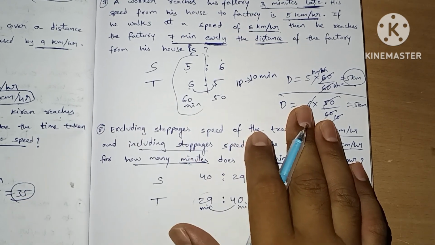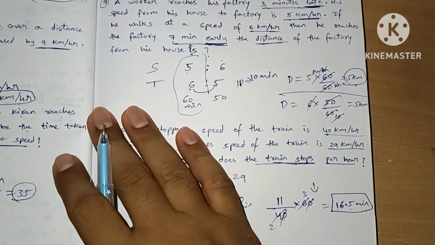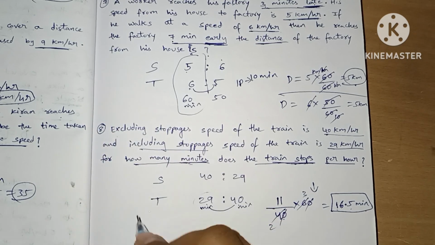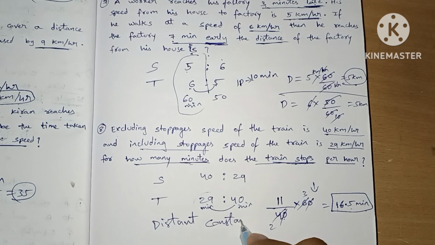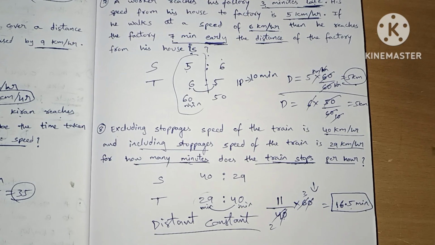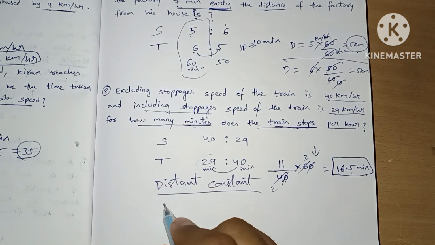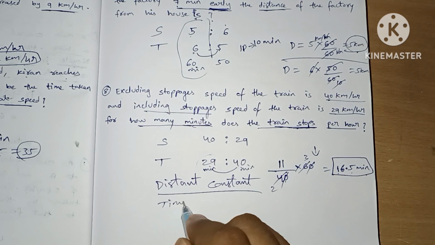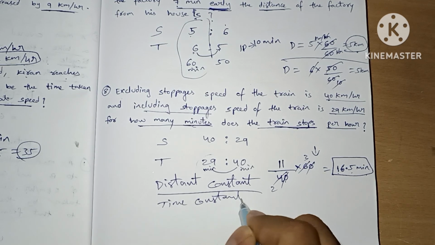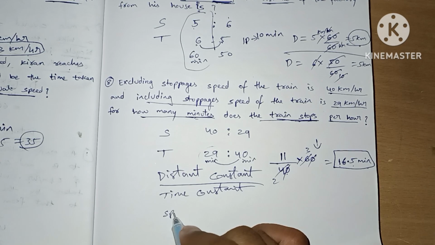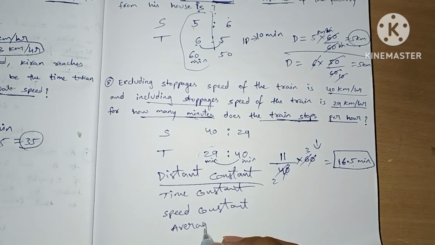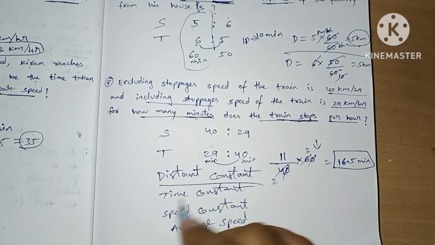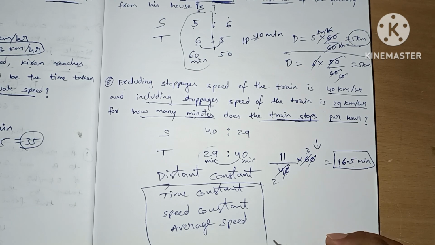By this we have completed the basics of the time and distance concept and the distance constant concept. So this is class 1. In the next upcoming classes we are going to see the time constant and speed constant concepts plus the average speed concept.